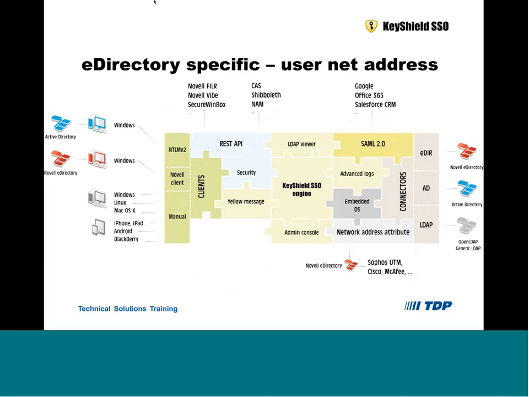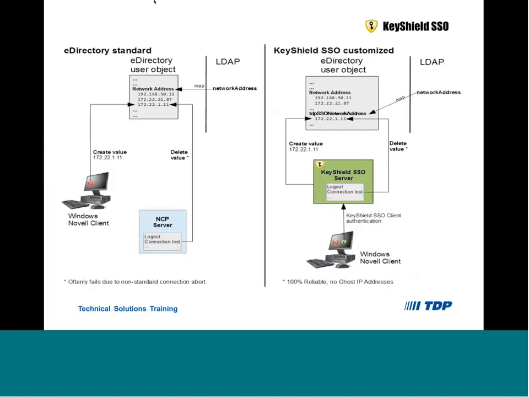Again, it's not a novel fault. It just was not designed for authentication. It's just an admin tool. But with us, what we do, we have our own network address attribute. It's here. You see on the left side is a standard situation. There is an LDAP map to network address. There is a list of addresses, and it's handled by a Windows client and NCP server.